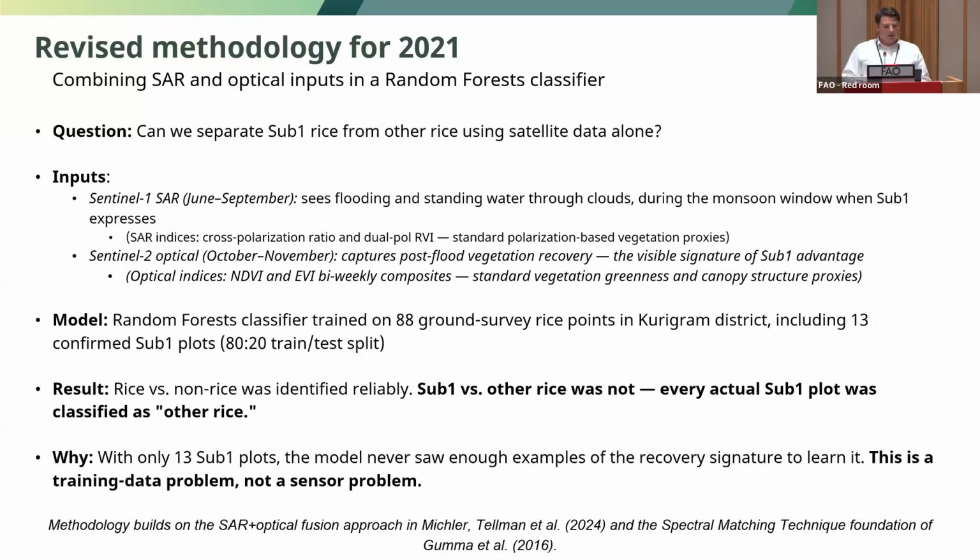The quick high-level result is that rice versus non-rice was identified very reliably. That's a great thing, and I think what many of us would have expected with a random forest classifier. But the important fact of what we were trying to prove out is that there wasn't a confident and replicable ability to differentiate between sub-1 versus the other rice. And as you'll see later, each of the sub-1 plots that we had was actually classified as other rice.